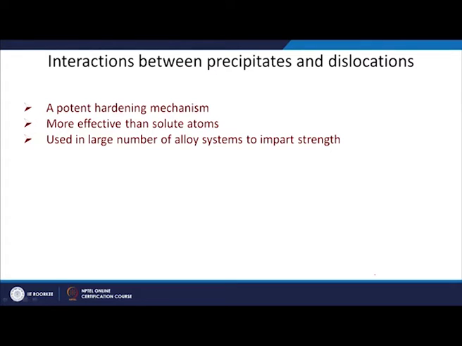I have already told you that solid solution hardening, or hardening because of the solute atoms, is not a very strong obstacle, it is a weak obstacle, because there is a very small strain field associated with solute atoms that interacts with the strain field of dislocations, and that is how you get the hardening. So it is not a very effective one, but if you can get precipitates in the material from the same solute atoms, then the precipitates are a very potent hardening mechanism, and it is used in a large number of alloy systems to impart strength, as I just told you.